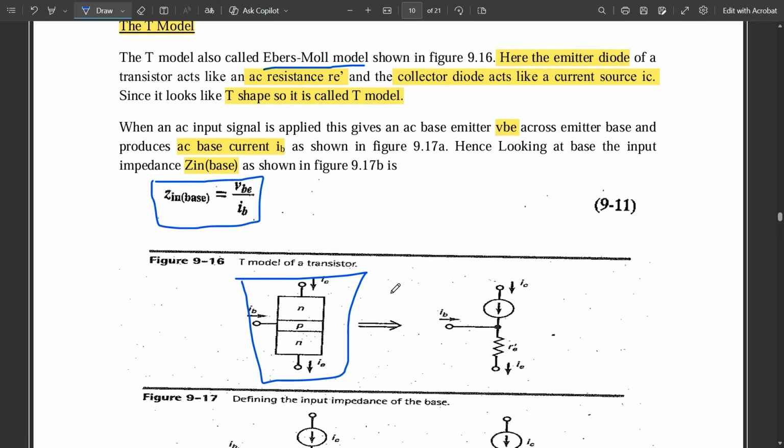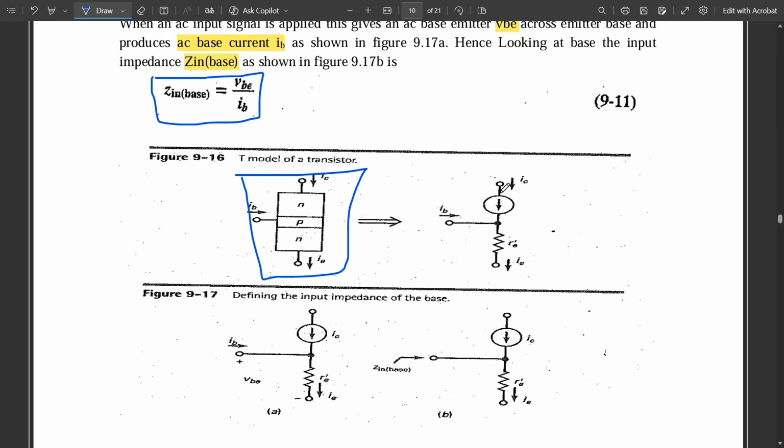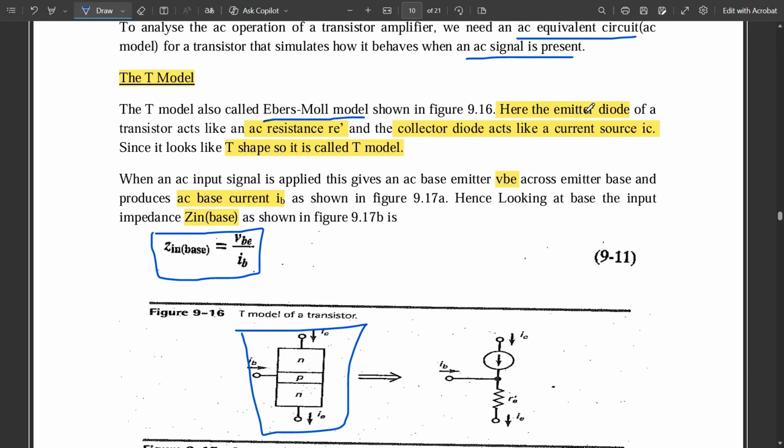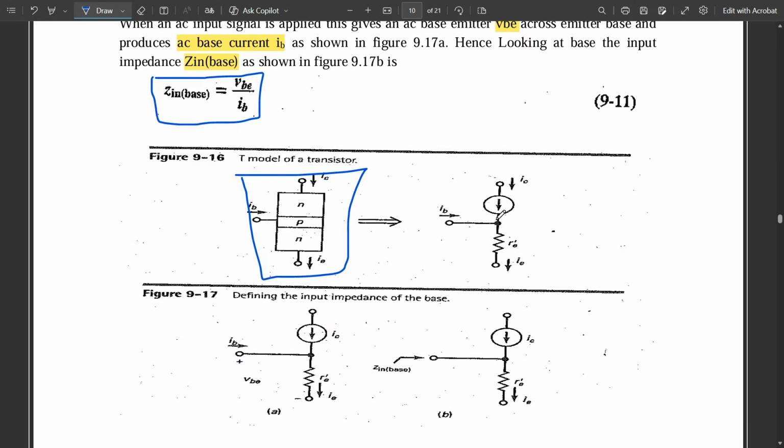The collector diode, or whatever is there in the collector side, acts as the current source IC. That's why the collector side would be replaced by one current source IC. IB remains as it is, whereas in the emitter side, the emitter diode is replaced by the AC resistance RE dash. When we replace it by the emitter current and the base current as it is, if you look carefully, it looks like the letter T, right? So that's why it is called a T model.